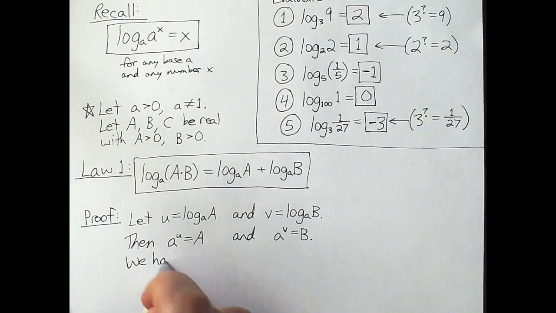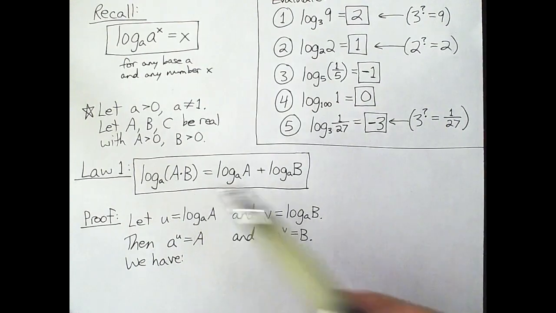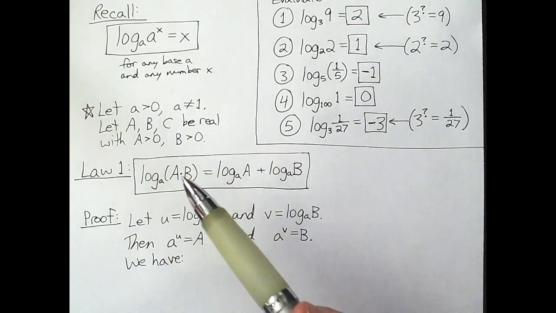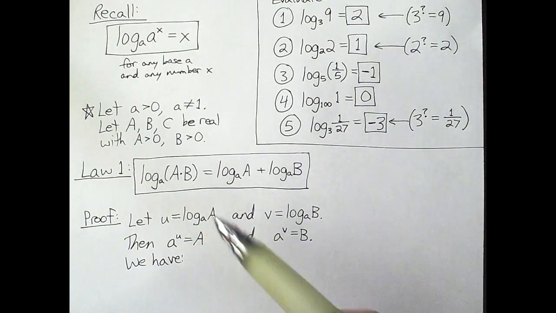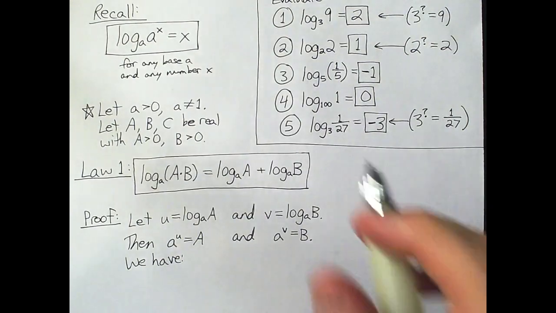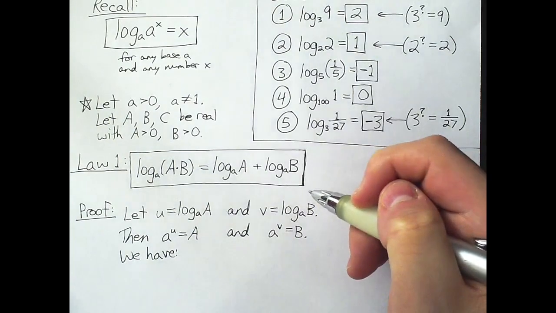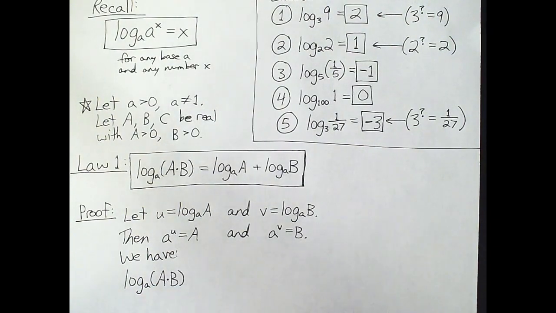In order to prove this law, we would like to show that the left-hand side does, in fact, equal the right-hand side. And we can't just plug in specific numbers. If you just put in specific numbers for A and B and check that it works, that doesn't prove that it always works. We want to prove that it always works. So we're going to leave them as letters, and we're going to try to show the left-hand side equals the right-hand side. So let's start with the left-hand side and see what we can do.